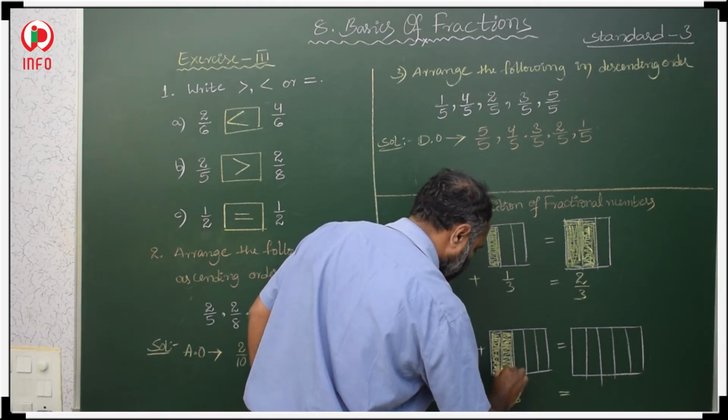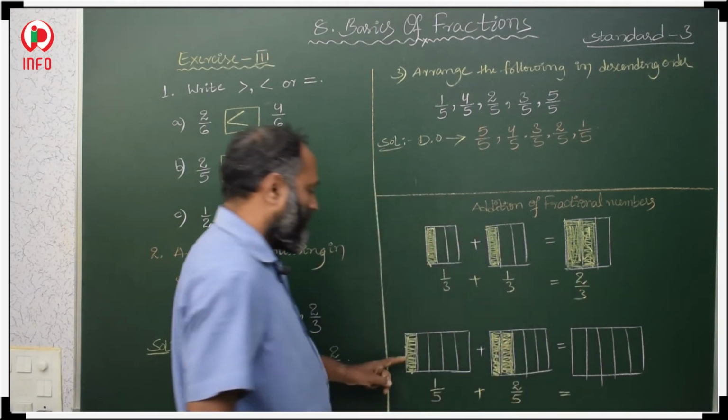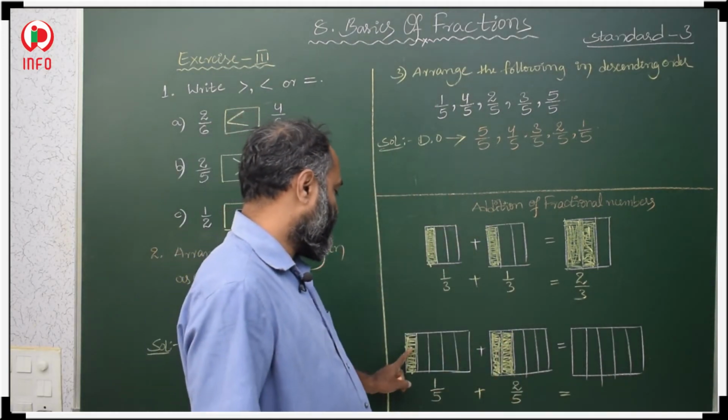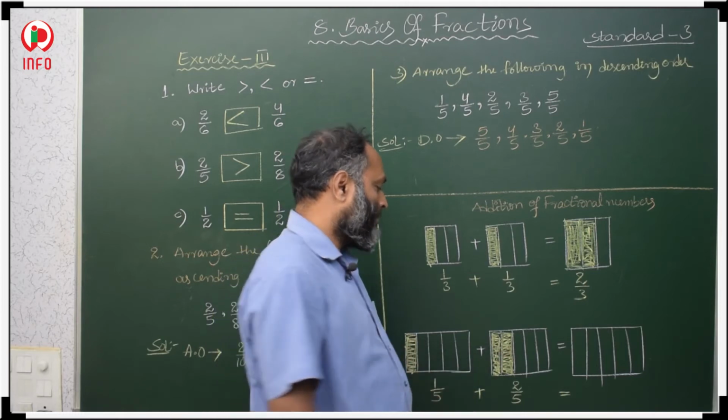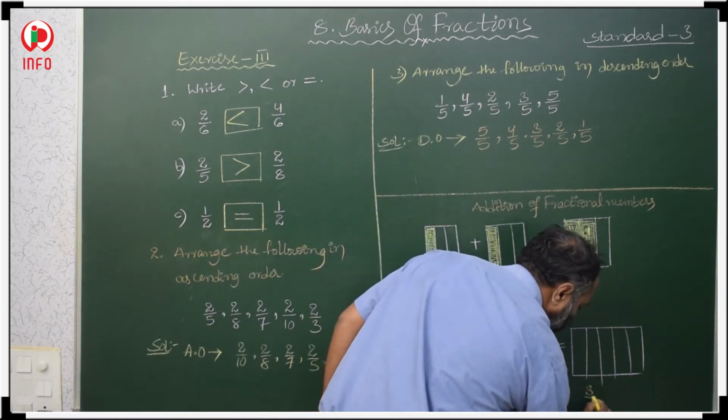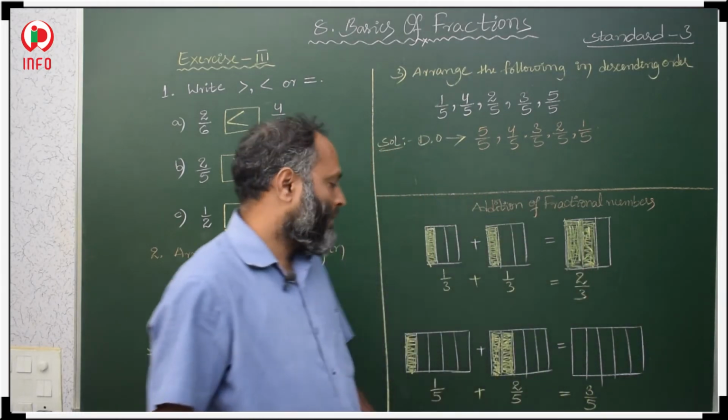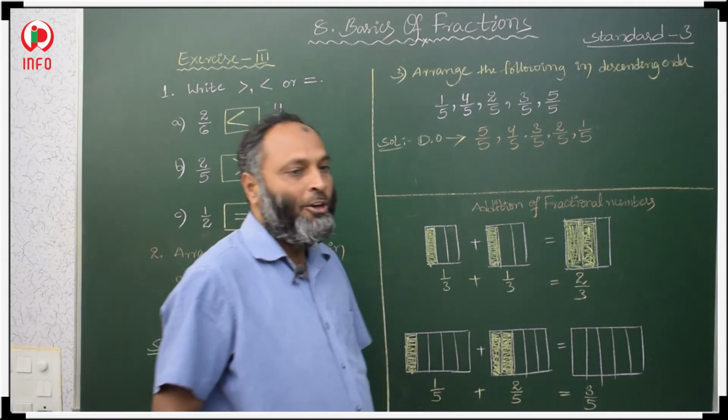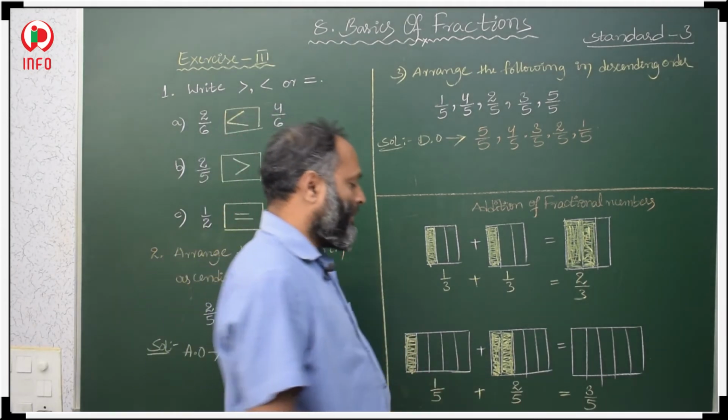Two parts we have to shade. 2 by 5: 1 by 5 plus 2 by 5. 1, 2, 3. How many parts? 3. 3 by 5. 1 plus 2, we have to add the numerators, 1 plus 2 is 3. By 5 we have to take one time only.